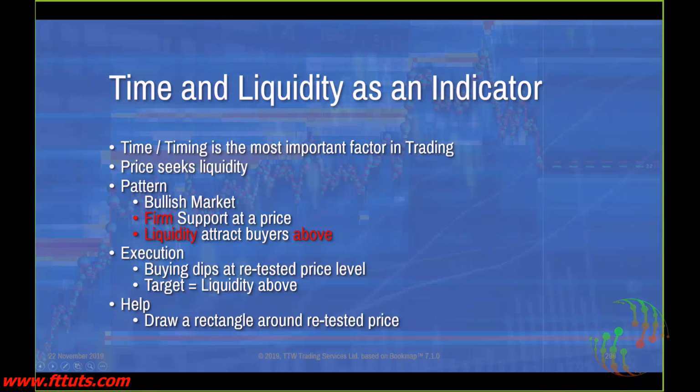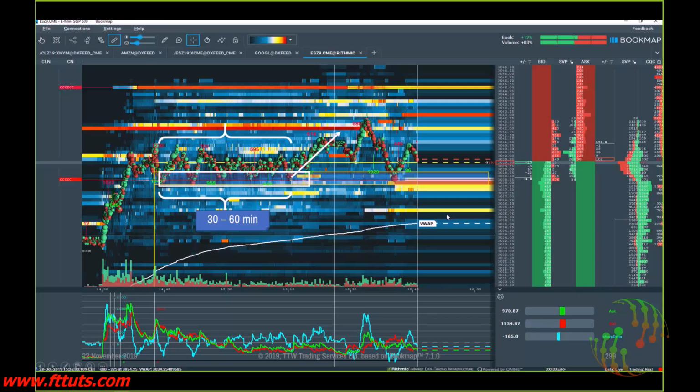Price seeks liquidity, that's obvious. Pattern: we have a bullish market, firm support at price, liquidity attracts buyers above. Execution: buying dips at the retested price level. And target is liquidity above. Draw a rectangle around the retested price. By that I mean the following. You will see that very, very often, every day. It happens mostly after lunchtime New York, Eastern time, for one to two hours. And then it finds the way up to the next liquidity level. It's only one example I've put here on the chart.